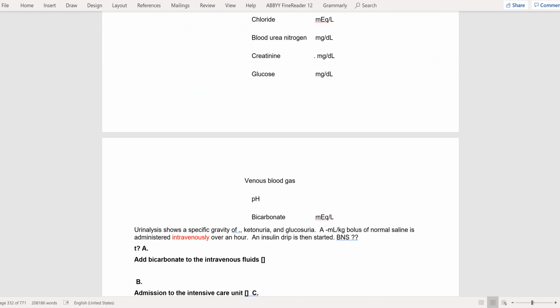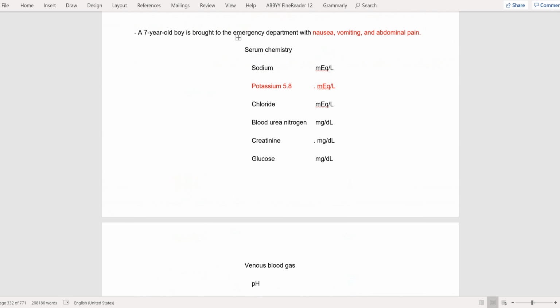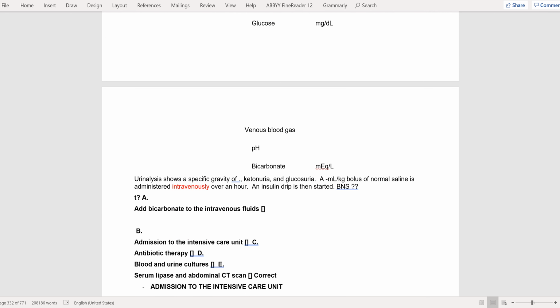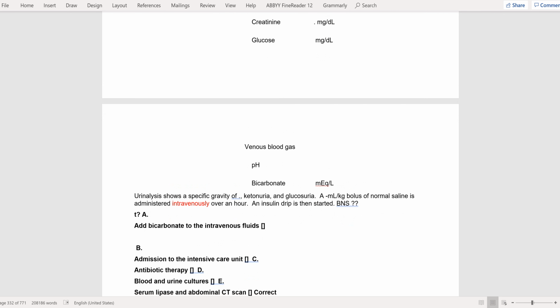Okay, so this is a 7-year-old boy who presents with nausea, vomiting, abdominal pain, and potassium is 5.8. He has ketonuria and glucosuria, and normal intravenous fluid was started. So what do you do right now? You admit him to the intensive care unit. So that's how you manage DKA for children.